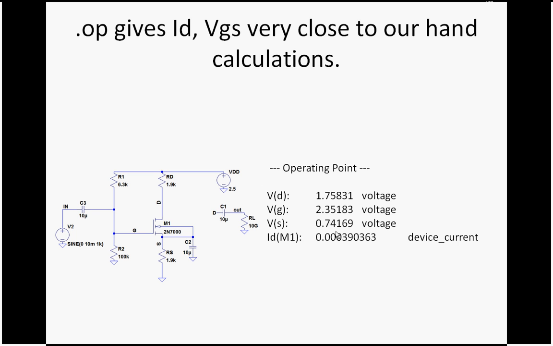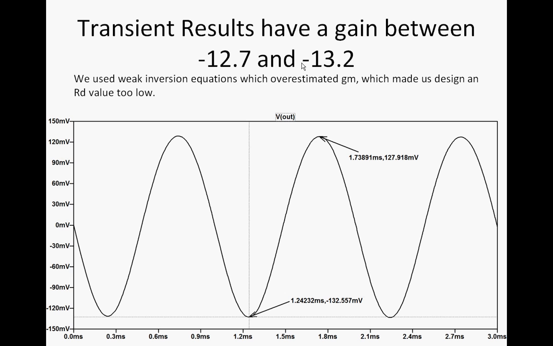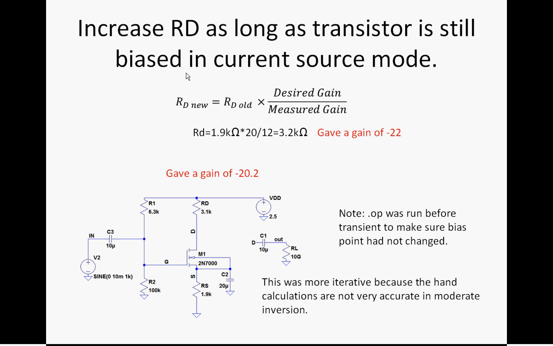In this example, I verified the point, and the gain is nowhere near -20. That's because we used weak inversion, which overestimated GM, which made our RD value too low. Well, now we know that RD is too low, so we can just bump it up. Because our power supply is bigger than we originally needed, VDS will still be allowed to be in saturation. And this gave us about a gain of -20, right on.